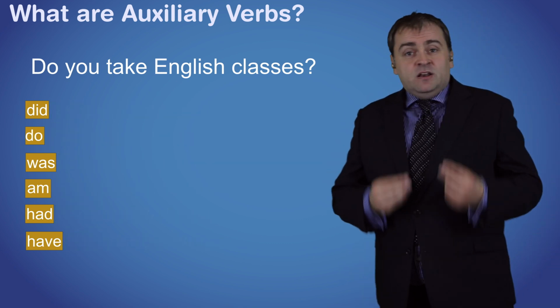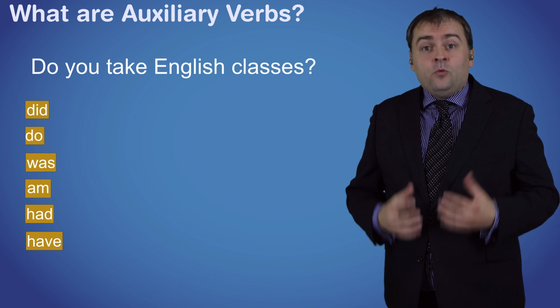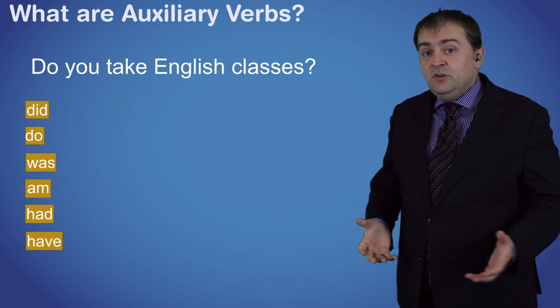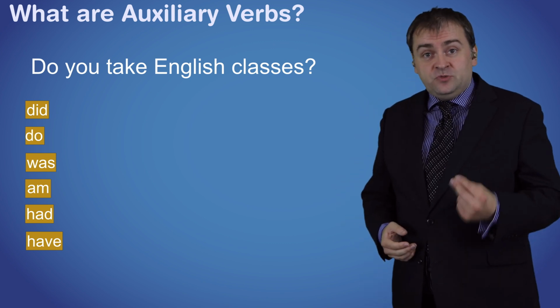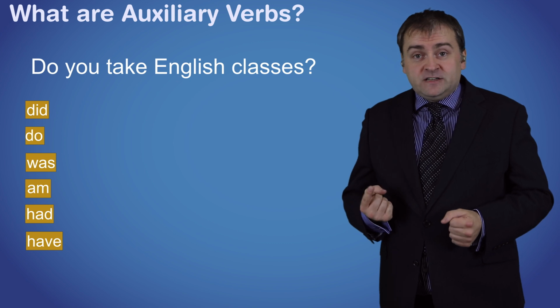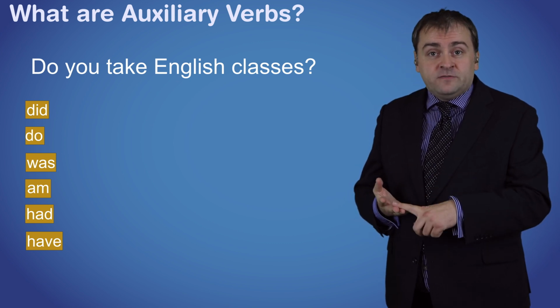The auxiliary verb alone is enough to figure out what tense each of these sentences is in. To know the tense, we need to know 2 things: the time of action, past, present, or future, and the type of action, simple, continuous, or perfect.